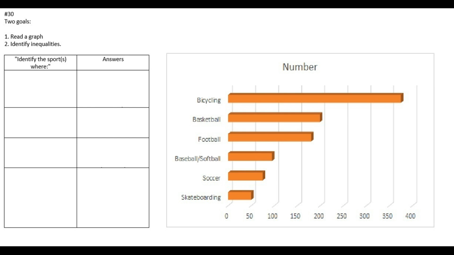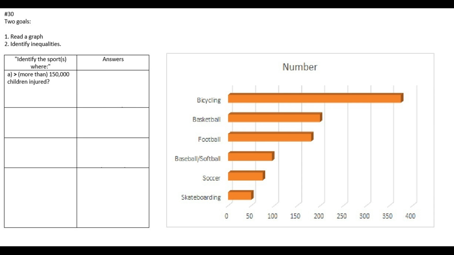All right, so if we're looking at this, there's two goals for number 30, to read a graph and identify some inequalities. So there's my interpretation of that graph that's in that book. So we have some sports and the number of injuries, okay? So it's asking us different questions about the graph.